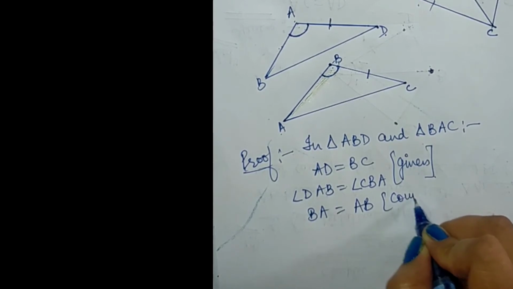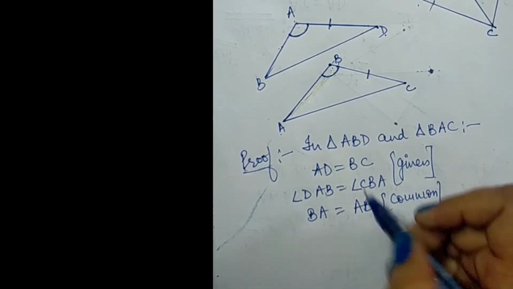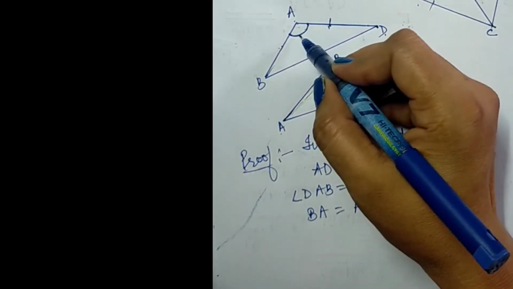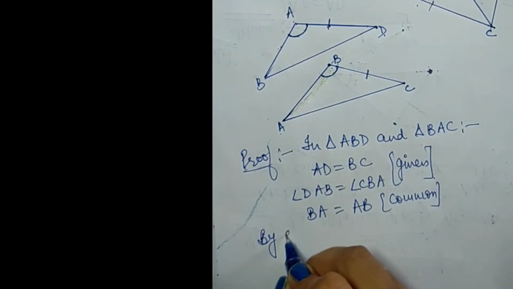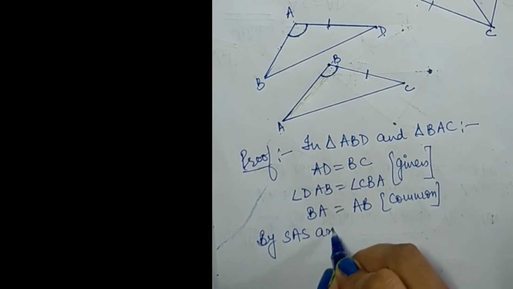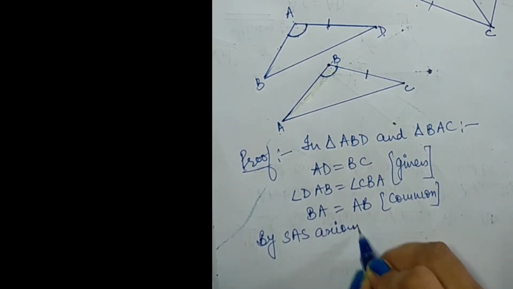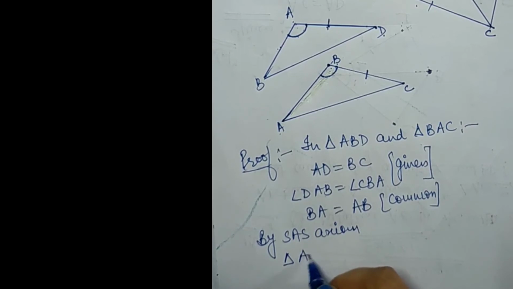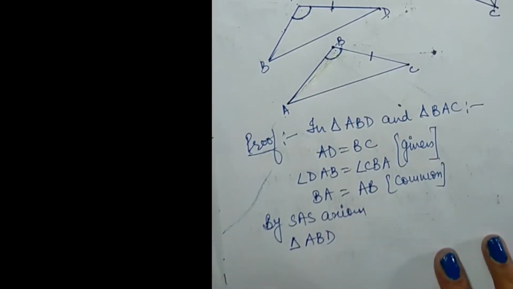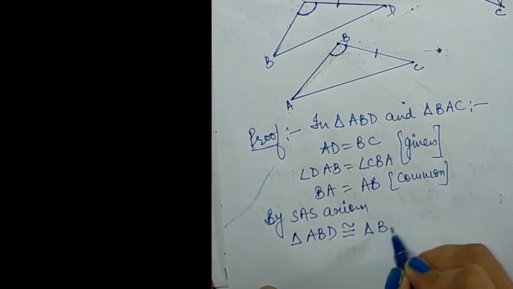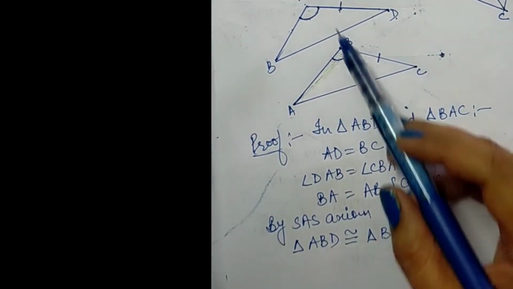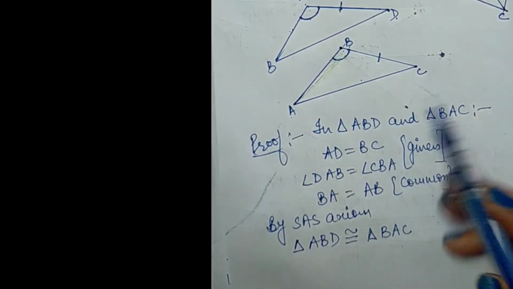This is common in both the triangles. So by side angle side axiom, triangle ABD is congruent to triangle BAC. And once the triangles are congruent, their corresponding parts will be equal.